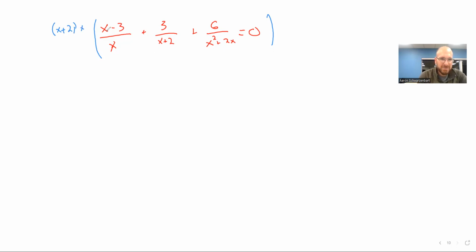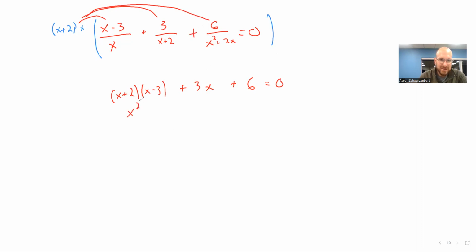Well, when I multiply (x plus 2) times (x plus 3), the x cancels on the first one, leaving me with just (x plus 2)(x minus 3). When I multiply it to the second one, the x plus 2's cancel, leaving me with just 3x. And when I multiply it by the third one, it's just 6, because the x and the x plus 2 multiply together to be x squared plus 2x when I multiply it to that, which means they cancel.